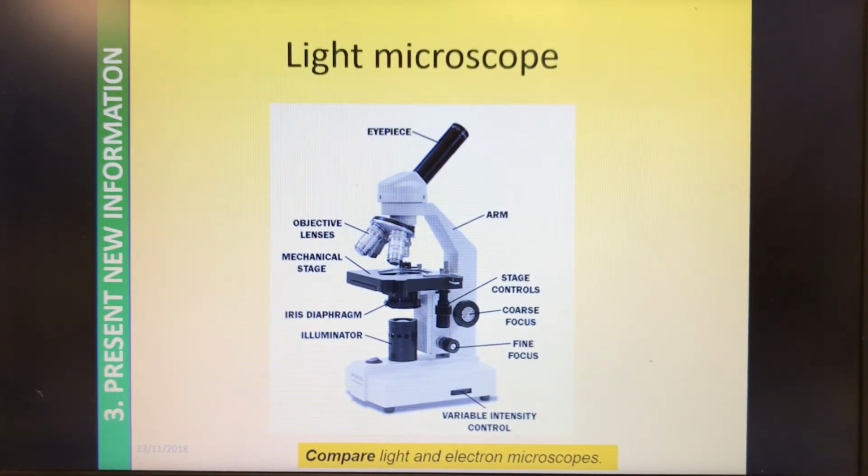Let's say I increase the objective lens to 10. 10 times 10 is 100. So I've got 100 times the magnification now.